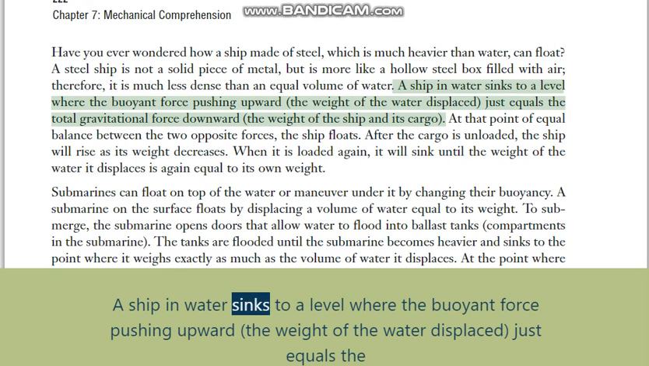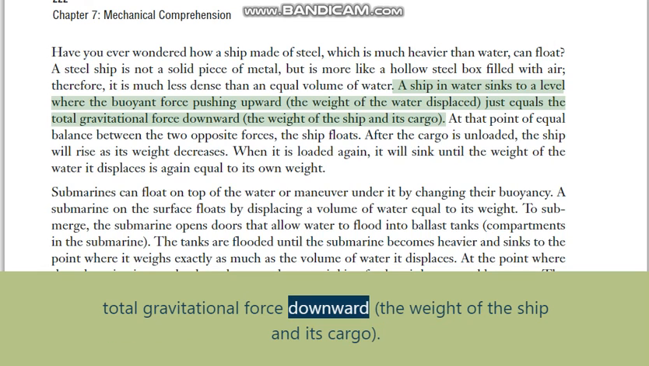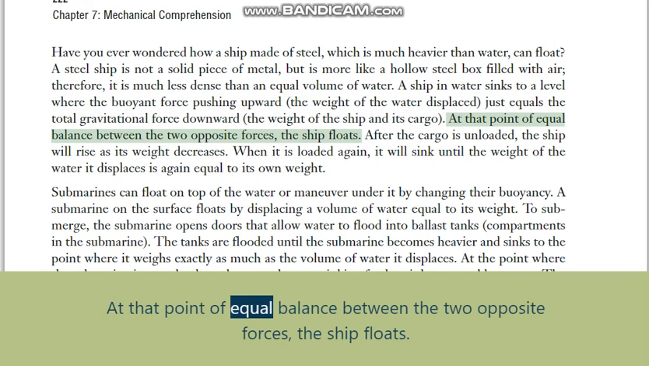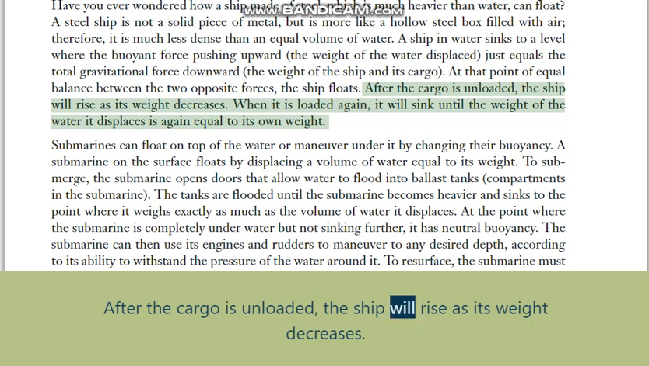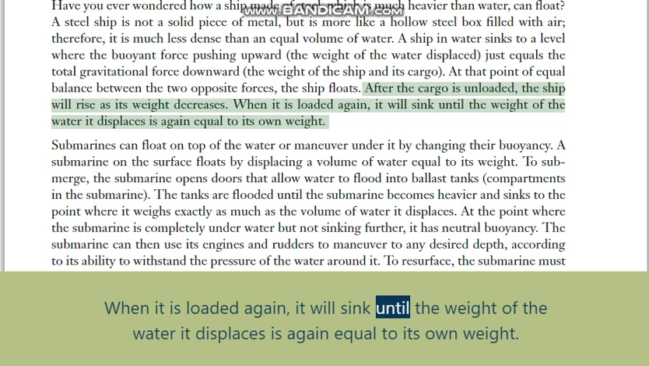A ship in water sinks to a level where the buoyant force pushing upward, the weight of the water displaced, just equals the total gravitational force downward, the weight of the ship and its cargo. At that point of equal balance between the two opposite forces, the ship floats. After the cargo is unloaded, the ship will rise as its weight decreases. When it is loaded again, it will sink until the weight of the water it displaces is again equal to its own weight.